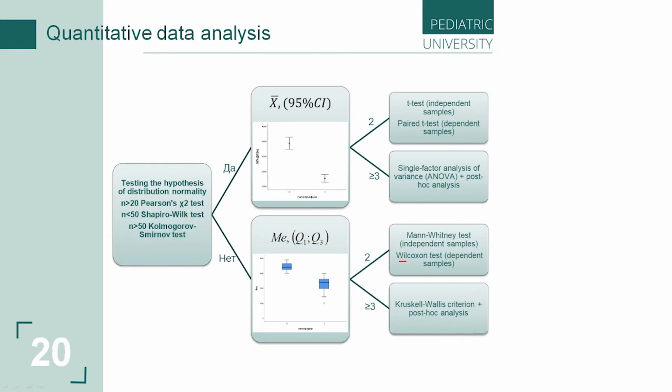We have not now considered situations where we have more than 3 samples, because I said this is not a part of our course. If we have no normal distribution law and we have more than 3 groups, we should use the Kruskal-Wallis criterion and post-hoc analysis.